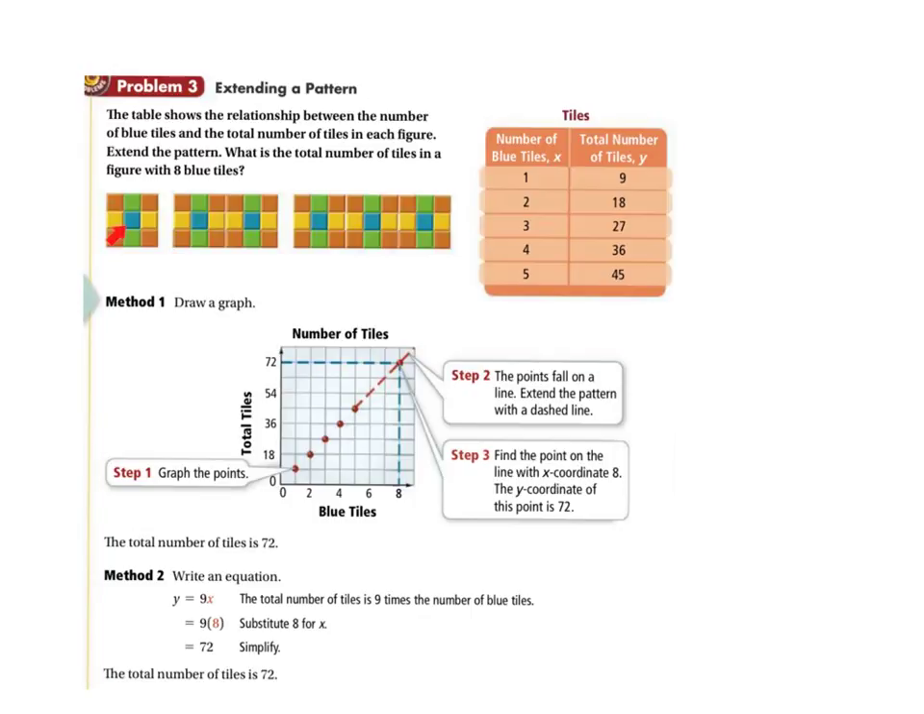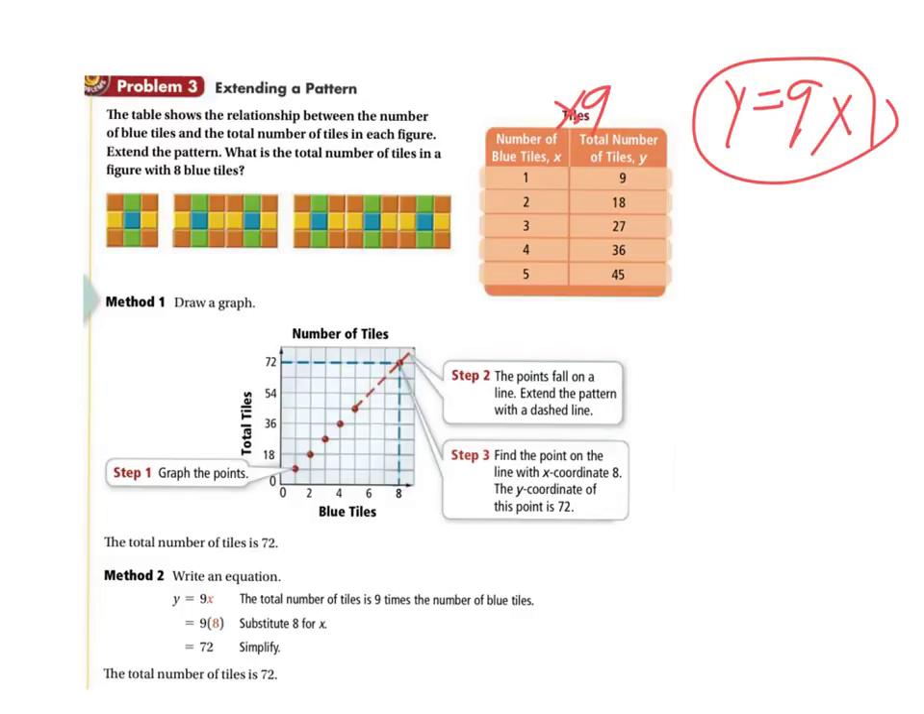So we've got one figure has 9 tiles, right? 1 blue, 9 total. 2 blue, 18 total. 3 blue, 27 total. We can make a table, right? Just like we did. X is going to be the number of blue tiles. Y is the total number of tiles. And again, if we go all the way out to 5 tiles, we had 45. Maybe you're kind of getting the pattern here, I'm hoping. It's times 9, right? So it's y equals 9x if we were to make our own equation for it.